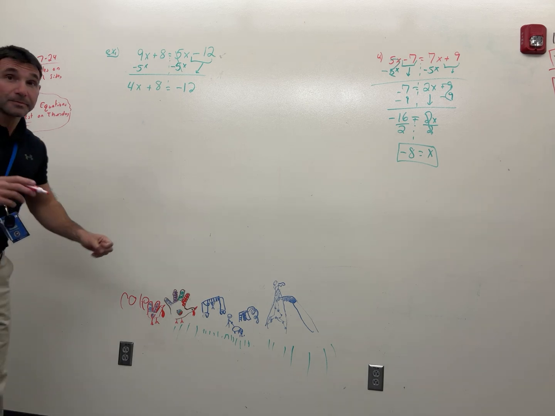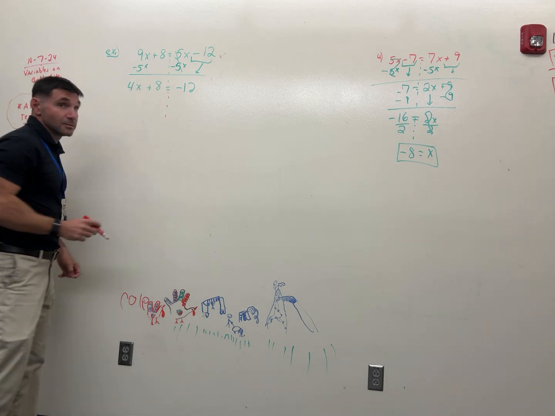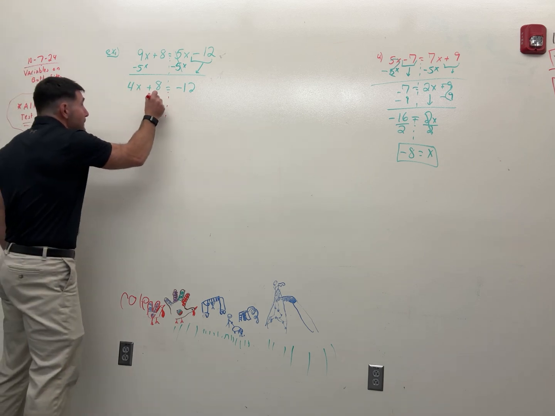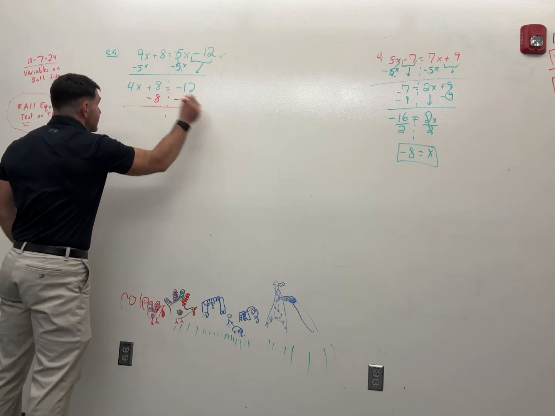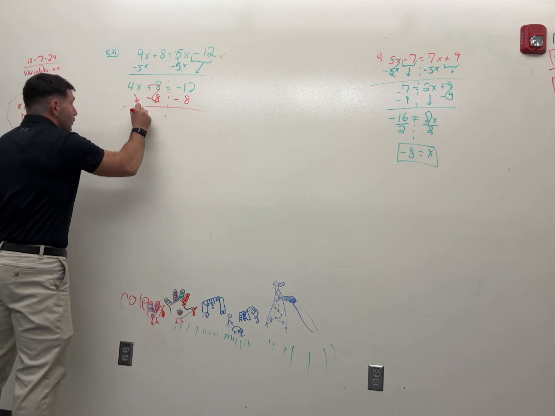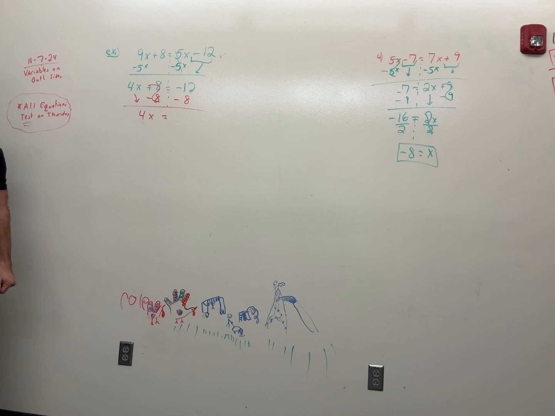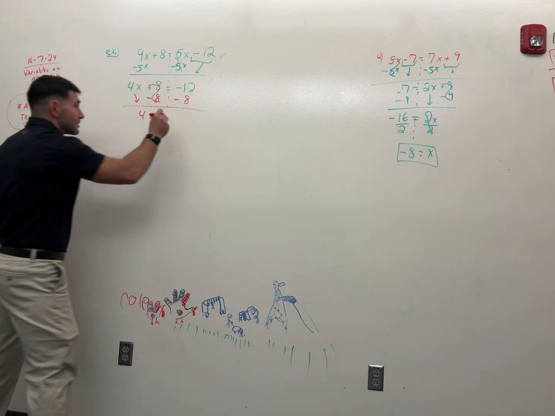Okay, here we go. So my balance point's still going down. To move a positive 8, the inverse is minus 8. 8 minus 8 is 0. 4x comes down. If we use the calculator, what's negative 12 minus 8? Oh, I lost it. That's right. Negative 12 minus 8. Negative 20. There it is.